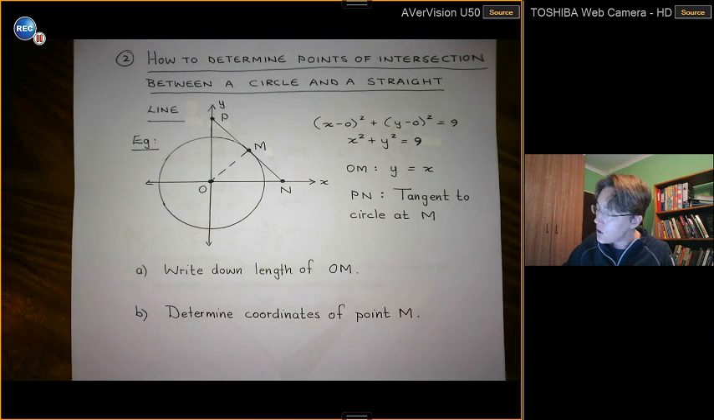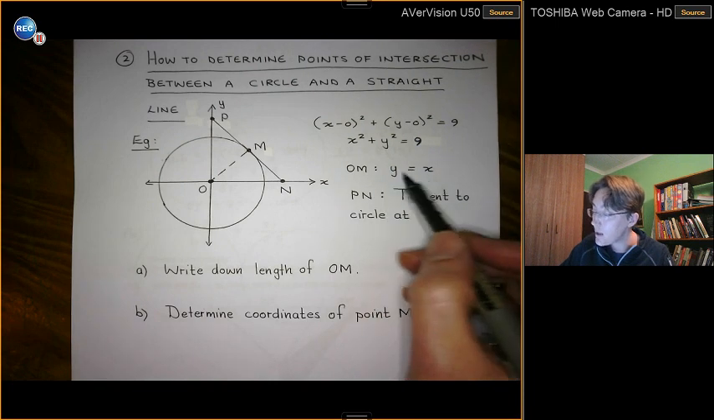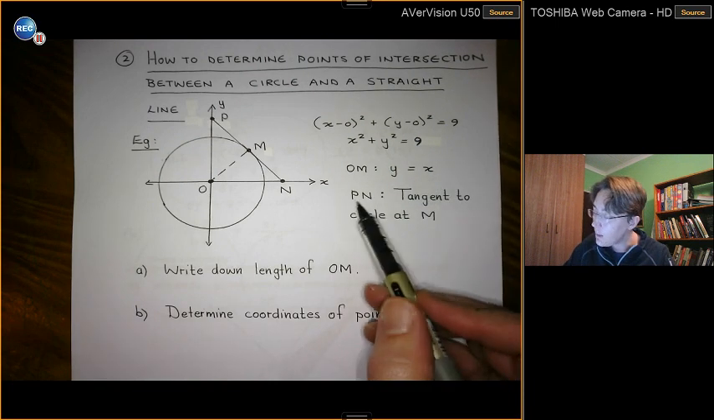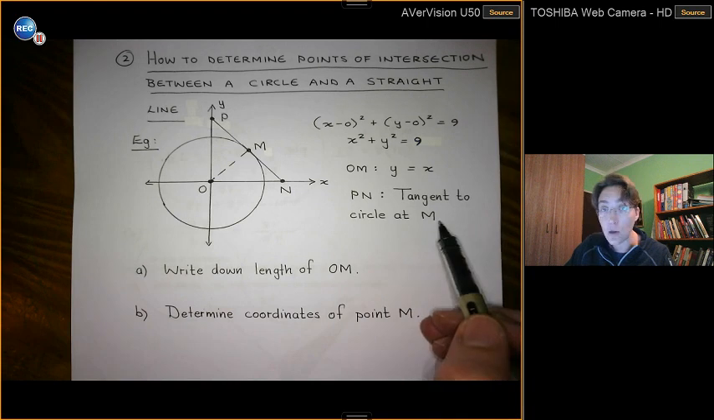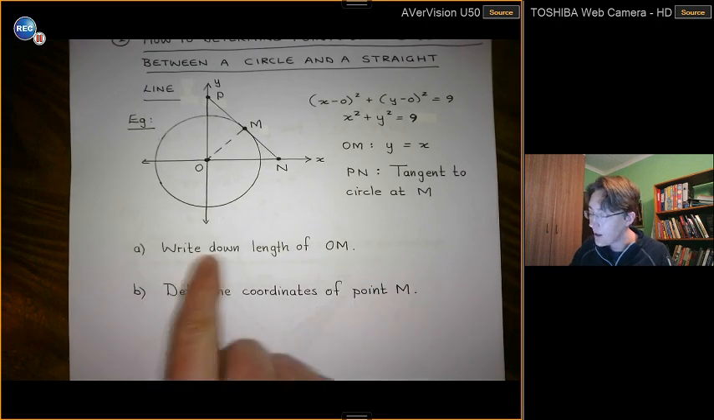Okay. So they give you the equation of the circle. They give you the equation of a straight line. Straight line OM has got the equation y is equal to x. And then they say PN is a tangent to the circle at M. Now the first question here is they want you to write down the length of OM.